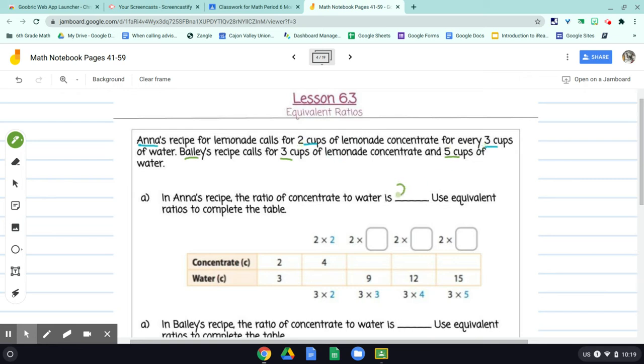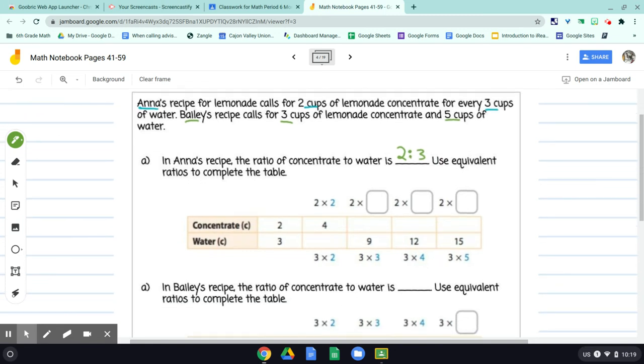All right. So in Anna's recipe, the ratio of concentrate to water is 2 cups of concentrate for 3 cups of water. So we're going to put 2 to 3. And we're going to use the table down here to see what ratio she would use if she wanted to expand her recipe and make lemonade for more people. So I'm going to put Anna's name above this table. You can see it's partially filled out already. It says concentrate to water 2 to 3. We already have that.